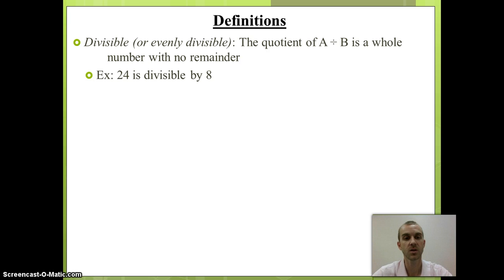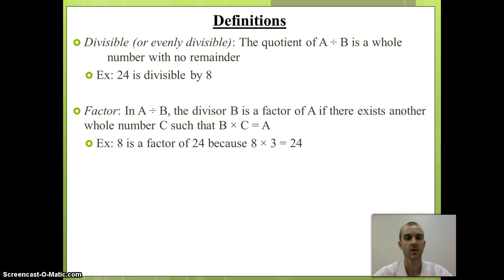For example, we know that 24 is divisible by 8 because 24 divided by 8 is 3. Now, a factor. In that same problem, a divided by b, we know that the divisor, b, is a factor of a. There exists another whole number that we can multiply it by to create a. For example, I know that 8 is a factor of 24 because 8 times 3 is 24. That also means that 3 has to be a factor of 24.